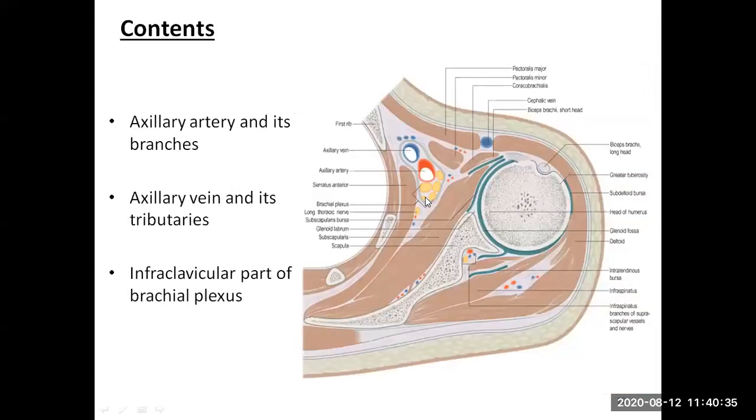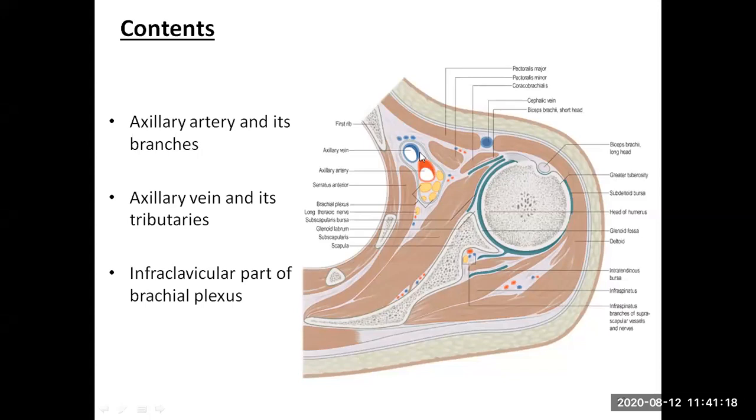Here, this is a section where you can see the axilla. This is the section of the humerus, the head of the humerus. This is the section of the scapula appearing. This one is the first rib. And here you will see the axilla. It is a horizontal section, this whole figure is a horizontal section.